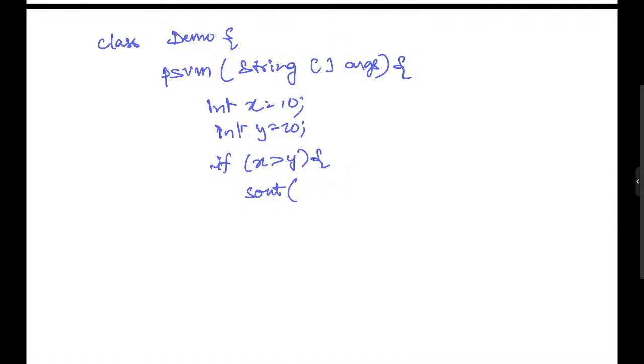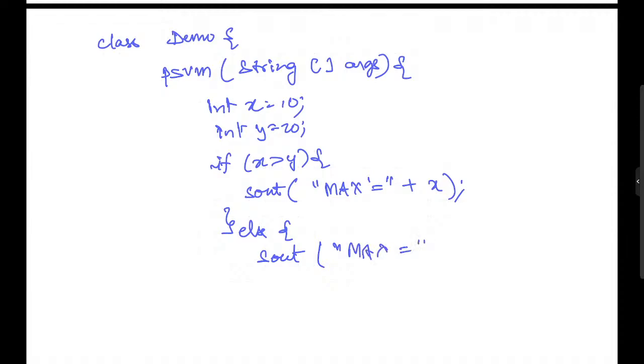Now, what is this s out? I am going to say "max equal to" plus x. Then else, s out "max equal to" plus y. What is this code related to? This is very simply the max of two numbers.